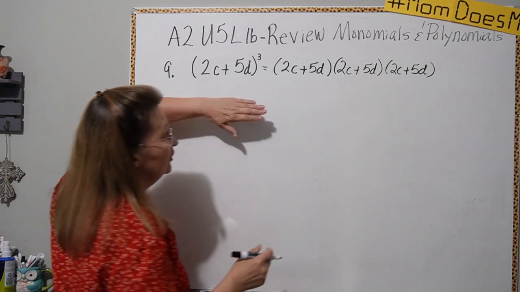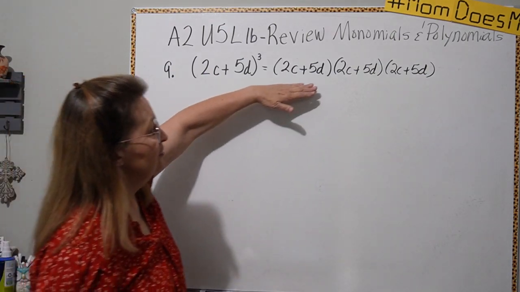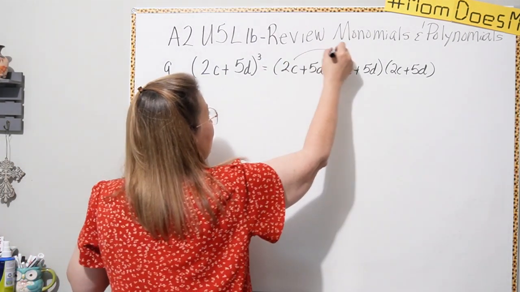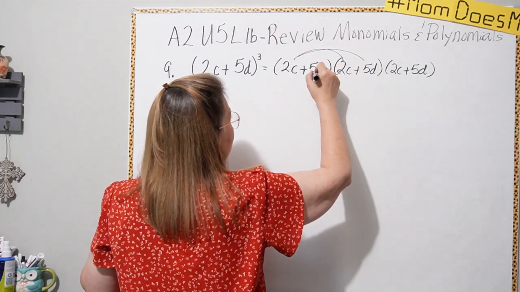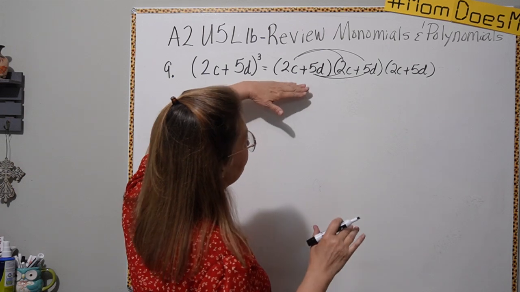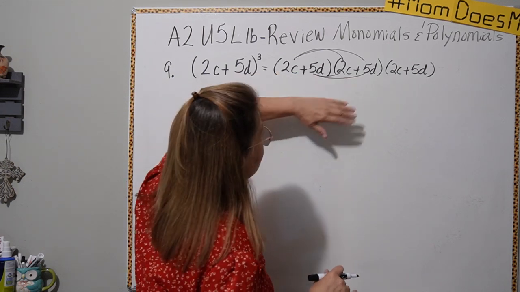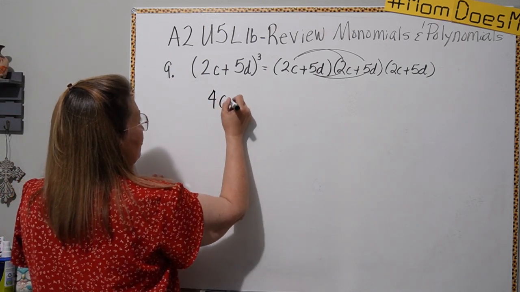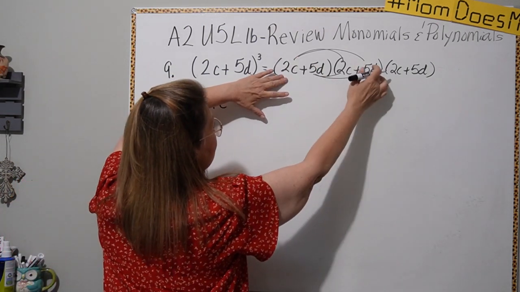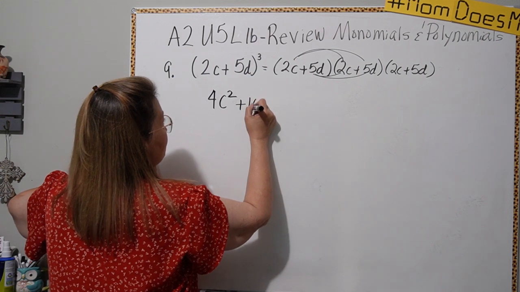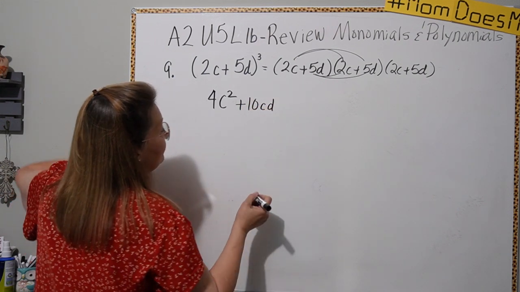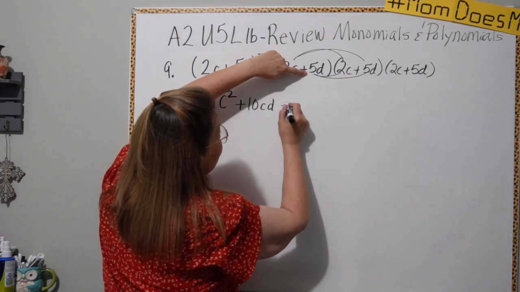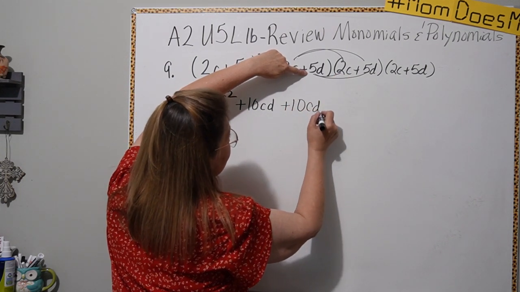And just like with the other one, you can only work with two things at a time. So let's take the first two sets of parentheses and we're going to distribute. And you can call this foiling if you want to. It still just amounts to multiplying everything in the first set times everything in the second. So 2c times 2c is 4c squared. And 2c times 5d is plus 10cd. All right, now our next one, 5d times 2c is also 10cd.